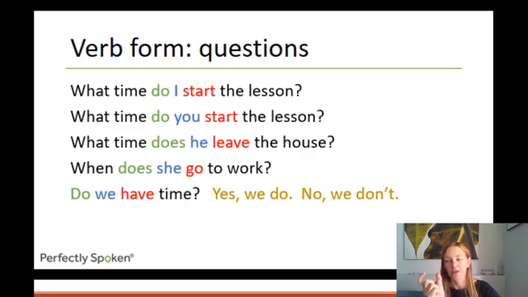Okay, so do we have time? Yes, we do. No, we don't. Does he have time? Yes, he does. No, he doesn't. Does he work? Yes, he does. Does she like fish? No, she doesn't. Okay, so you've got to get used to using the auxiliary verb in the short answers in yes and no questions too.